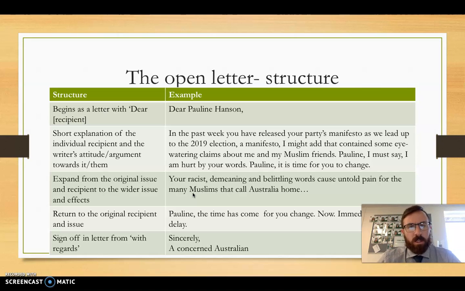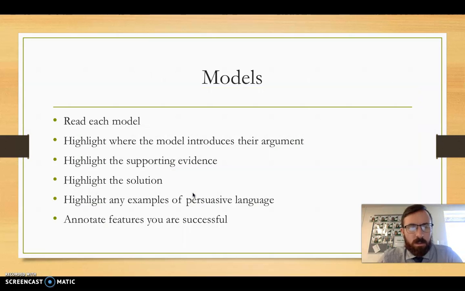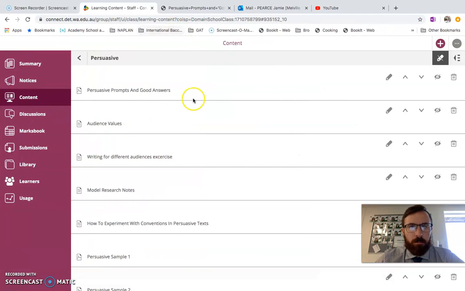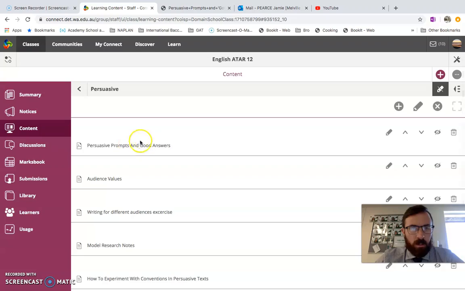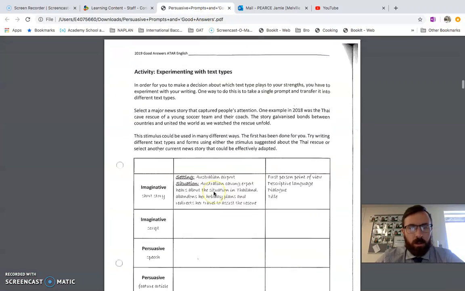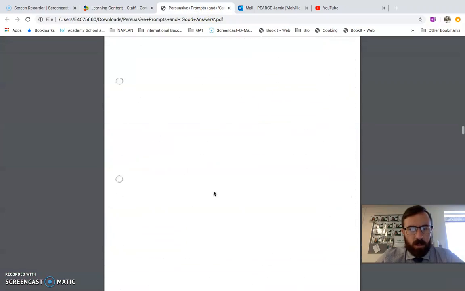Because remember, you're not trying to alienate your audience, you're trying to get them on your side, so that, for example, Pauline Hanson will act on something. There's an example here, but there are also some models on Connect. So if you look, and I'll just flick through, it's this one here, which I had up before. You'll notice that there are some examples on Connect.